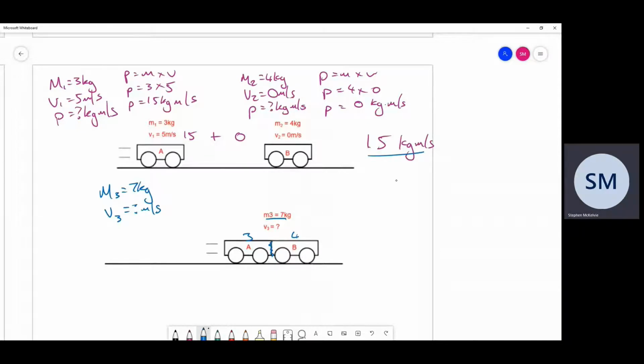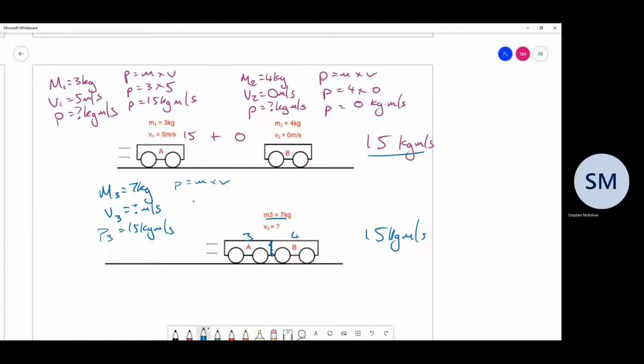The momentum before has to be the same as the momentum afterwards. So I can say that my momentum is 15 kilogram meters per second. Show my working out. Rearrange my equation for V. Velocity is 15 divided by 7, giving me a velocity of 2.14.